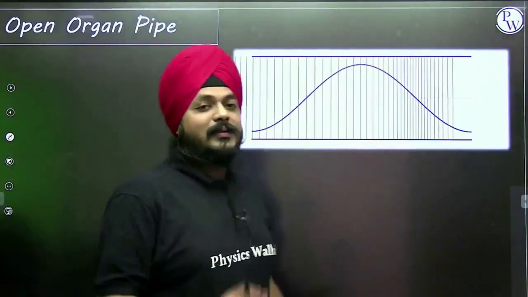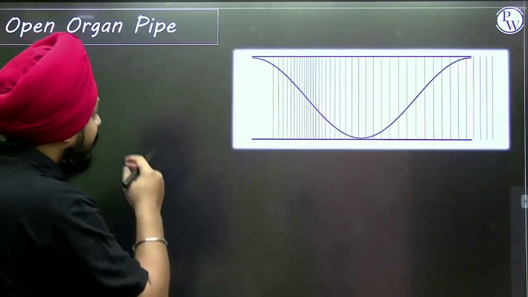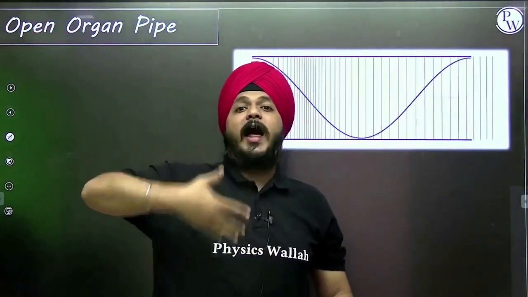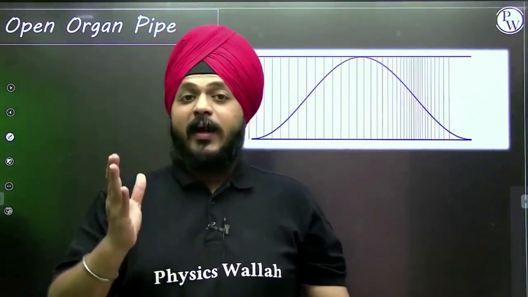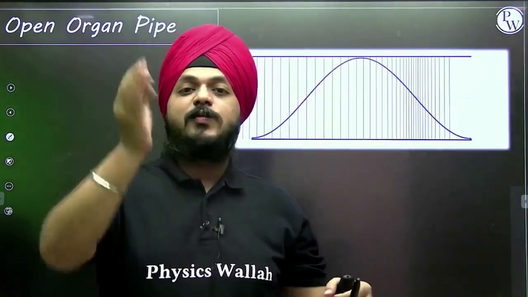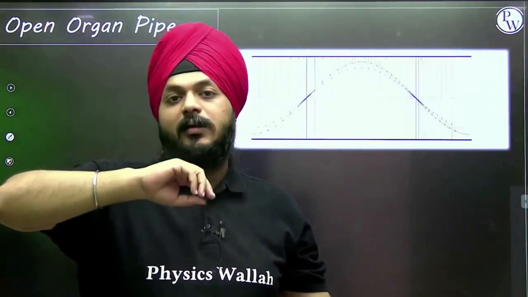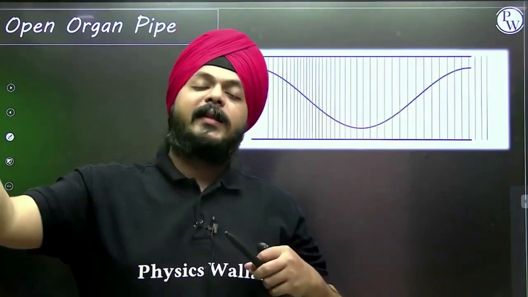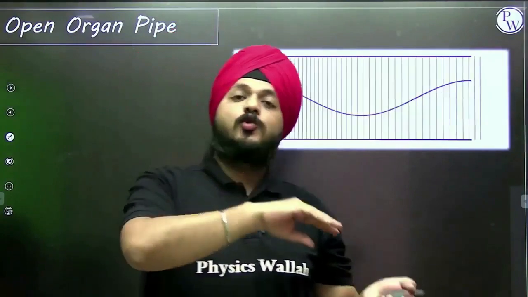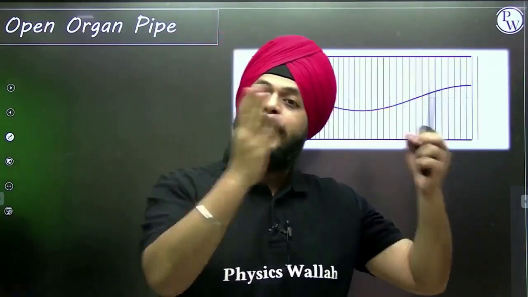See, in the closed organ pipe, what happens? The pipe is closed at one end, right? So it means we are having the odd harmonics. If you compare this closed organ pipe to standing waves, in standing waves we were having the fundamental mode, first overtone, harmonics like this way. But in the closed organ pipe we have the fundamental, then the third harmonic. Odd harmonics are formed. Why? Because the pipe is closed at one end.